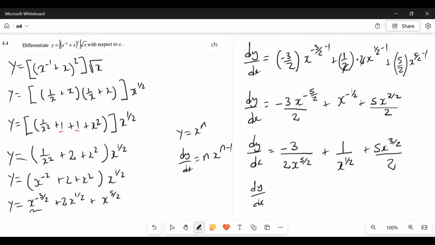But if you decide to go further and leave the answer in surds, you can write the following: -3/2 multiplied by root x to the power of 5, plus 1/root x, plus 5/2 root x to the power of 3. So you can leave your answer like this. It's still fine, people, but this one as well, it's accepted.